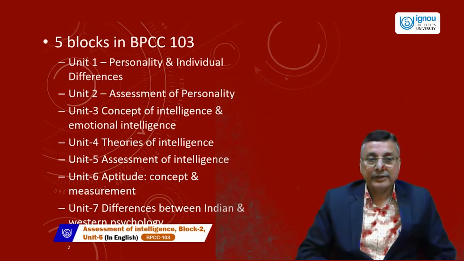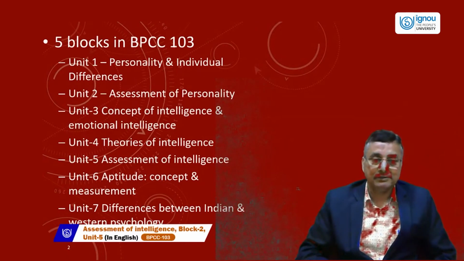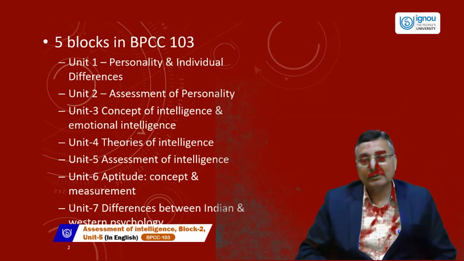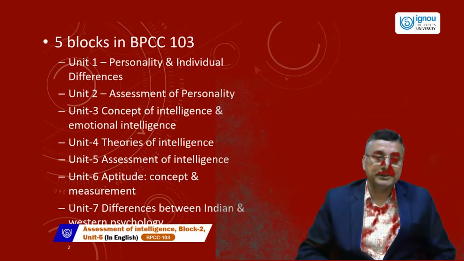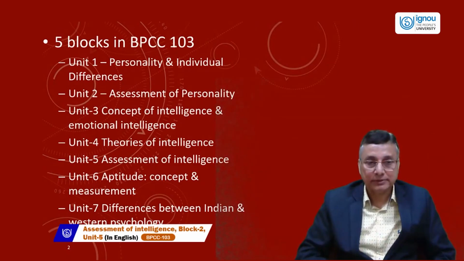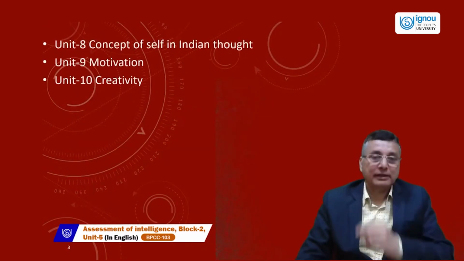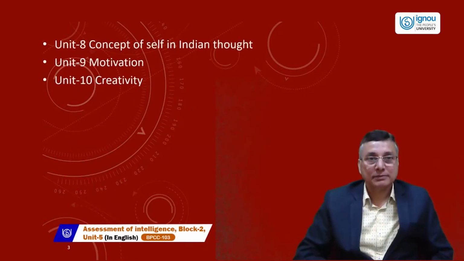In Unit 5, we discussed how to assess intelligence and the various tests used for assessing intelligence. We had Western tests and Indian tests also, and certain Indian adaptations of foreign tests. In Unit 6 we discussed aptitude, concepts and measurement. And today we are going to discuss Unit 7, differences between Indian and Western psychology. In our next class, we'll discuss the concept of self in Indian thoughts, motivation, and creativity.